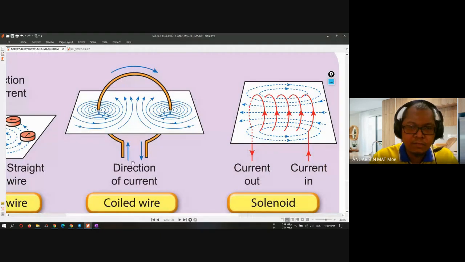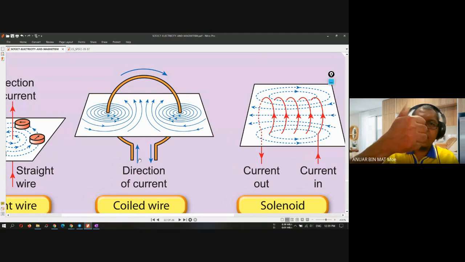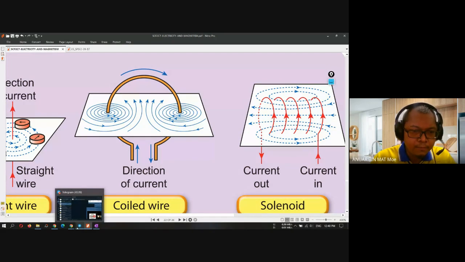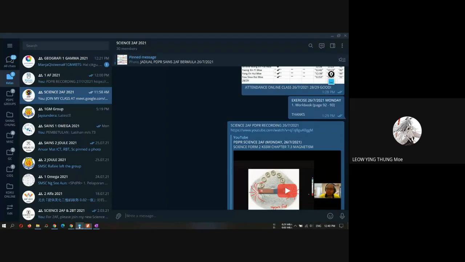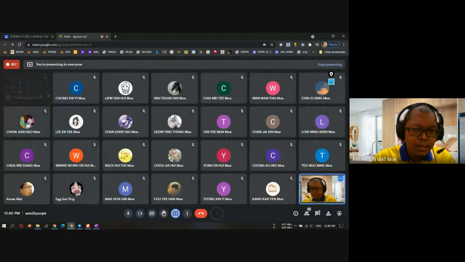See the direction of the current. Make sure you always see the direction of the current. Then you use the right hand grip rule: up the direction of the current, and the rest of your finger shows how you draw the direction of the magnetic field line. This is for electromagnet. Do you have any question before I stop here? No question? Okay.